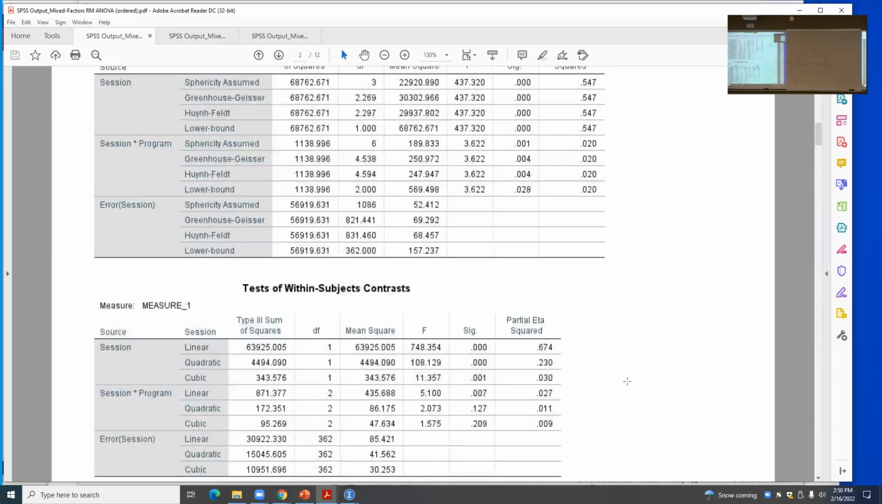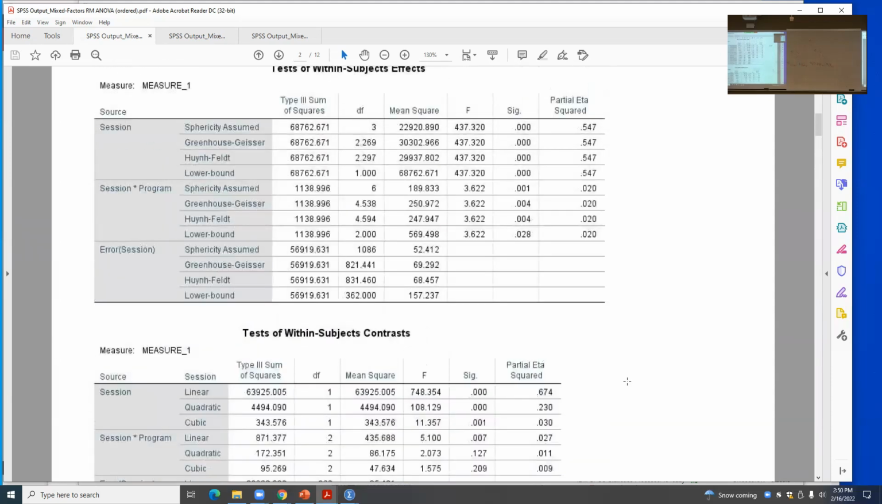Yep, it's moving up. Okay. So where's the sum of squares of my repeated measure? It would be the session. Yep, right there. Okay. What about my interaction? That would be the greenhouse geyser. Yep. And my error? Yeah, under the error.